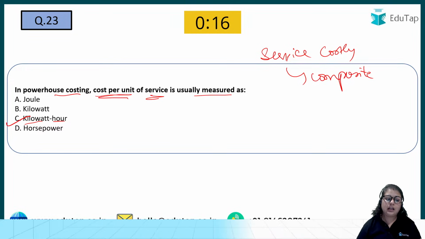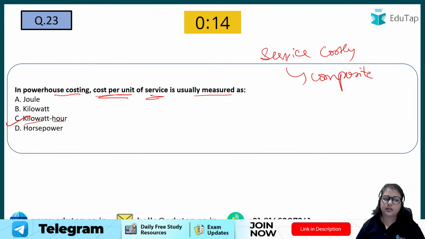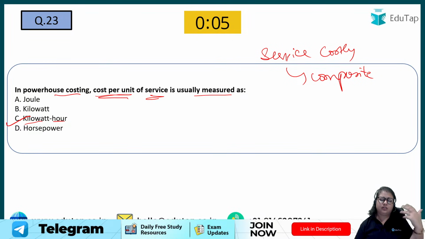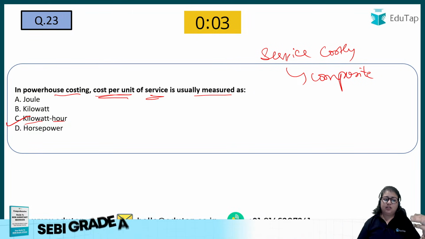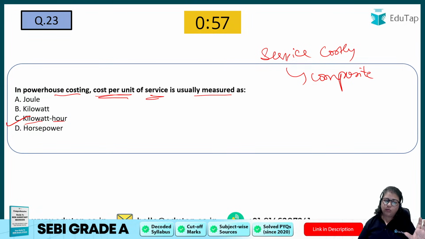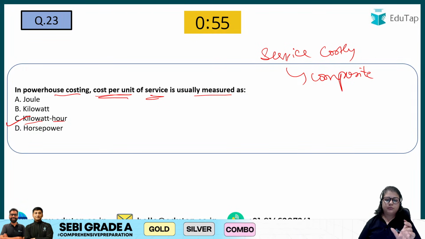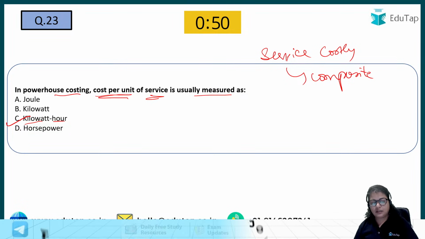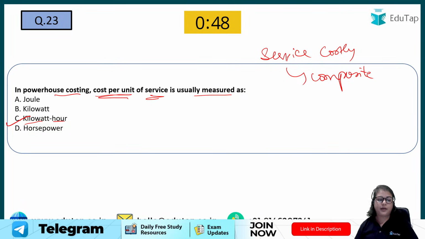Okay, kilowatt hour. Why don't we do it in joules, kilowatt and horsepower? Firstly, it is not a composite unit. Second, joule is a very small unit. We cannot use this as a commercial unit. Then horsepower is a very big unit of powerhouse. So hence kilowatt hour is the best cost per unit, and also because we use a composite unit here. So that is 23. The answer is option C.